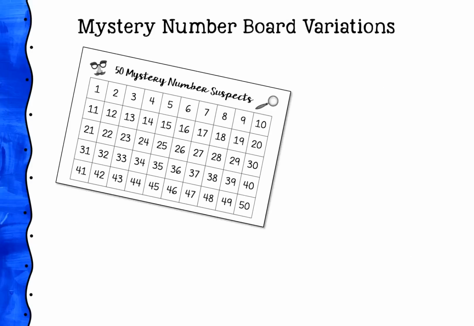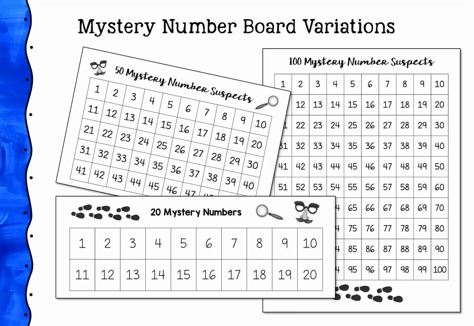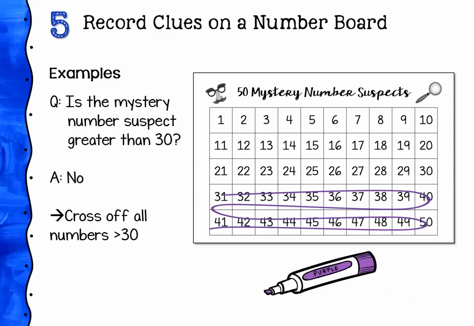In the mystery number suspect game, I have some boards that you can use. You can just use a regular hundreds board, but I have one with 50, 100, and then to really scale it back down for younger kids, you could just do 20 mystery numbers, and it would be much easier for them. And then for them, it would be greater than, less than, or whatever, and you wouldn't have to worry about the vocabulary quite as much. But let's talk about how they would record those clues.